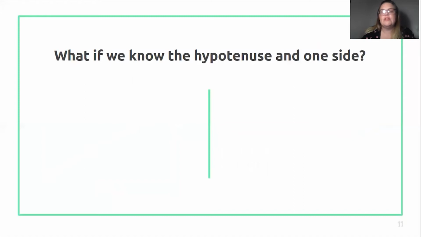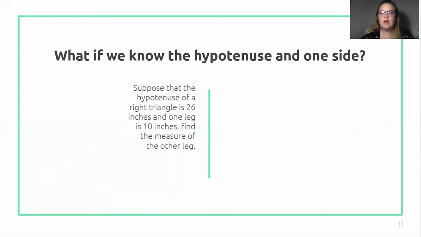Now, does the Pythagorean theorem still work if we know the hypotenuse and one side? Can we use it to solve for a missing leg? Let's try that and see. Suppose that the hypotenuse of a right triangle is 26 inches and one leg is 10 inches. Find the measure of the other leg.